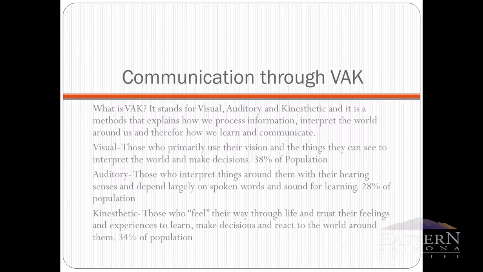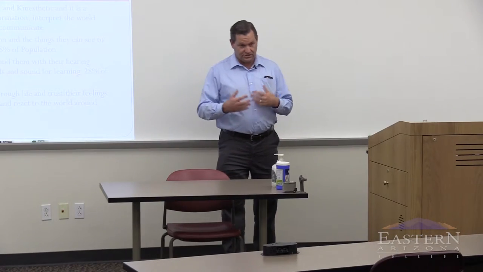Next is auditory. They're the minority in the world, 28% of the population. Auditory people interpret everything around them with their hearing and their senses, and they depend largely on spoken words and sound for their learning. They attribute lots of things to sound and repetition. And then finally, kinesthetic, that's 34% of the population. Those are those who just feel their way through life. They judge everything based on their feeling, on how it makes them feel, on the emotions that it invokes, and that's how they react to their world.